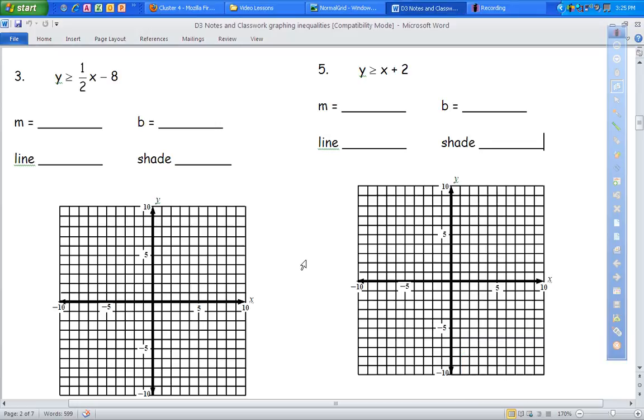Okay, let's practice one more. So let's do number 3 together. We have to read it out loud. Y is greater than or equal to 1/2 x minus 8.